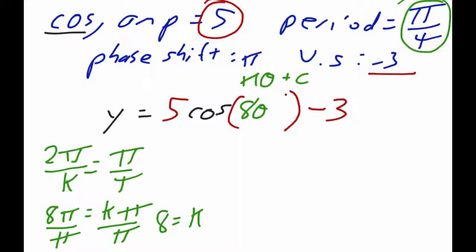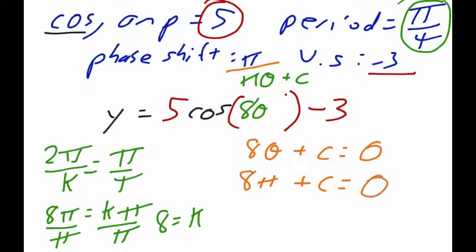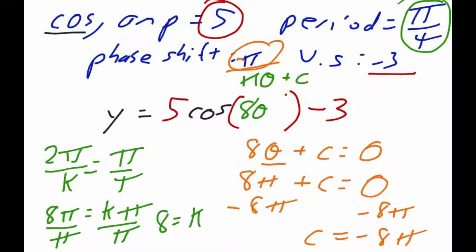Now in order to figure out what the c is, I'm going to do 8 theta plus c equals 0. And because the phase shift is pi, 8 pi plus c equals 0. I took the pi and I plugged it right in for theta. So when I subtract 8 pi, I get c equals -8 pi. And so that's what I plug in for c.